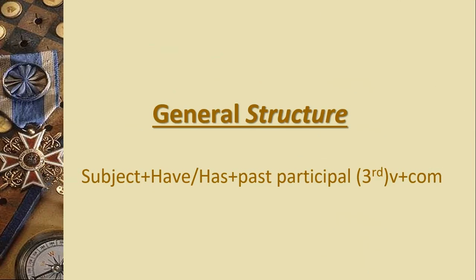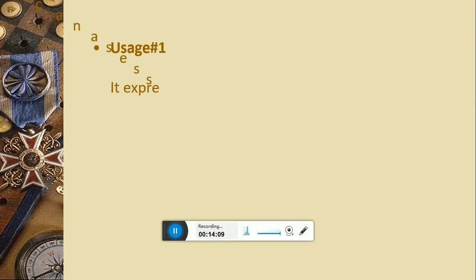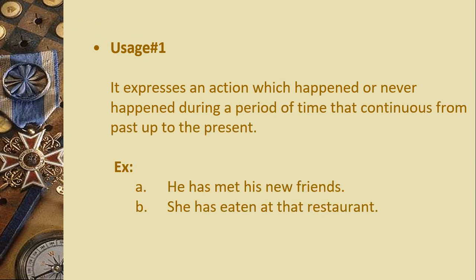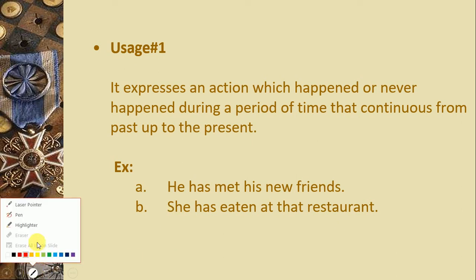The general structure is this. We talked about the structure. The third form of the verb or past participle form of the verb is used here. So the first usage of present perfect tense is that it expresses an action which happened or never happened during a period of time that continues from past to the present. It expresses an action which happened or never happened during the period of time that continues from the past up to the present.